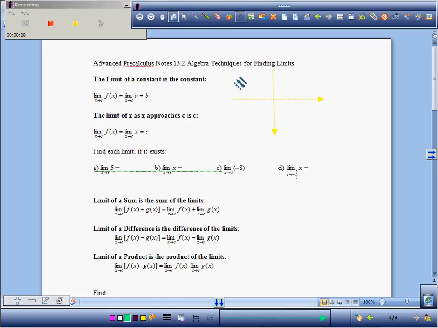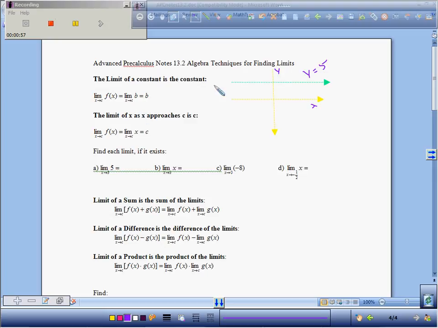Okay, so what it means, if this is y equals 5. So say this is the line, it should have an arrow on both ends. And this is the y-axis and this is the x-axis over here. No matter what x value I approach along this line, what is the y value always going to be? 5, right? So that's what this rule says. If your function is a constant function, then no matter what value you plug into that function, the limit is always just going to be equal to that constant. So this is equal to 5.